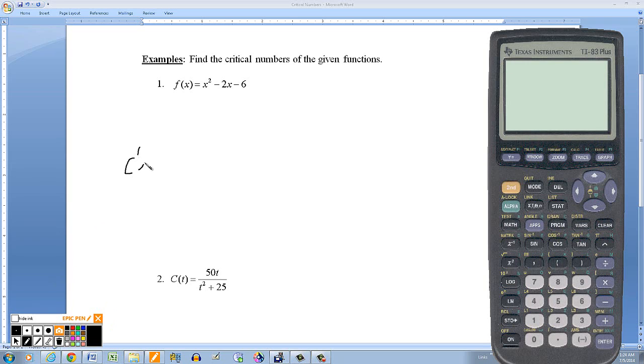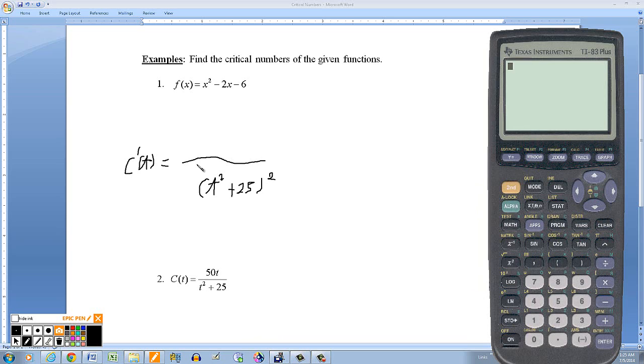So this would be c prime of t. So the quotient rule, if you have a rational function and you find the derivative, the formula tells me that the derivative will have in the denominator the square of what's in the denominator of the function. Okay, so it's the quantity t squared plus 25, squared.